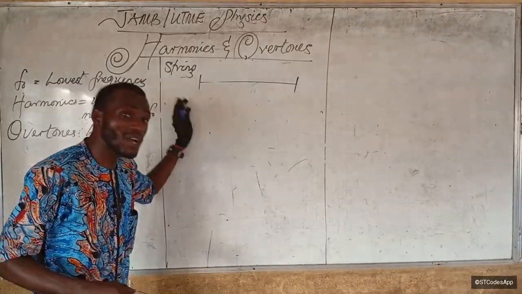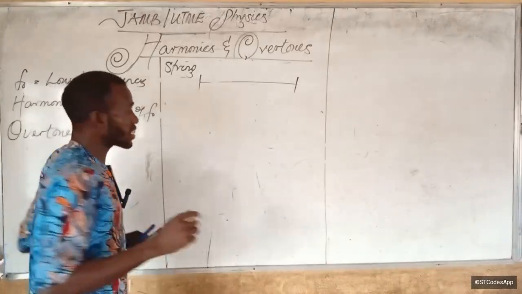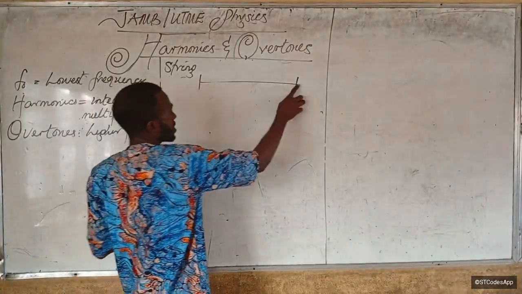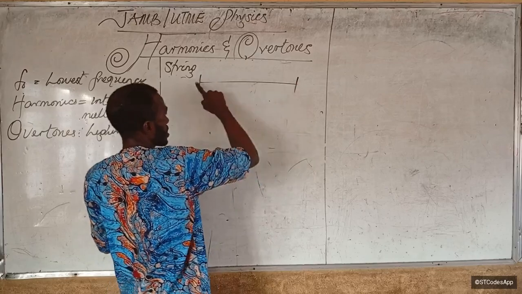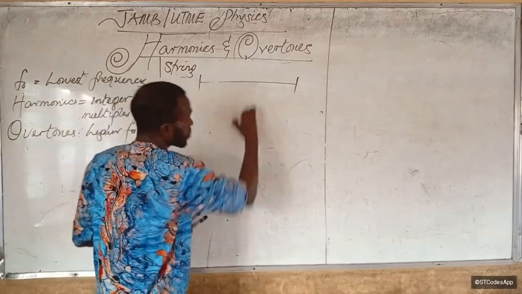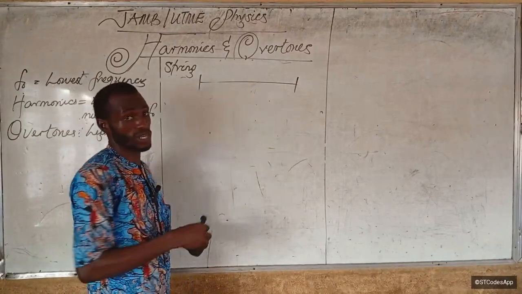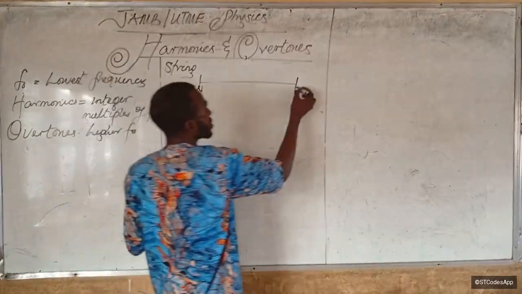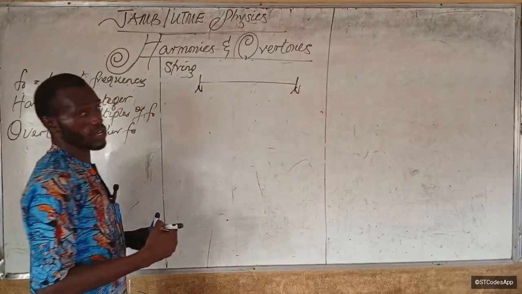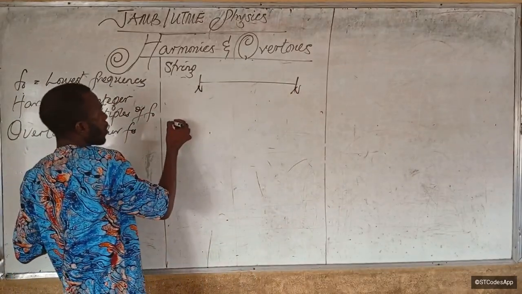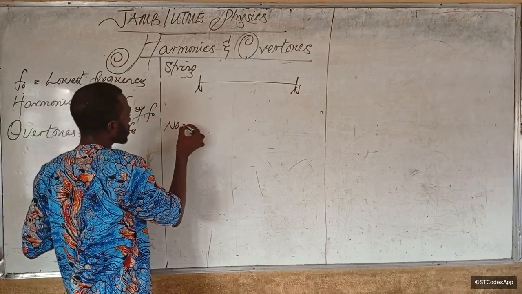Now the lowest frequency that this string can produce is the frequency it will produce if I pluck it when I fix it at these two ends. So if I pluck it from here, it is fixed at these two ends. These two ends of fixing are called the nodes. Nodes are the points on a wave of minimum or no displacement at all.